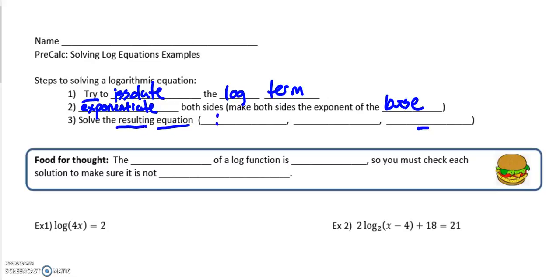It might be linear, which is probably the easiest. It might be quadratic, or it could be rational. And we'll talk about what that means in a little bit. We'll come back to the food for thought in a second.